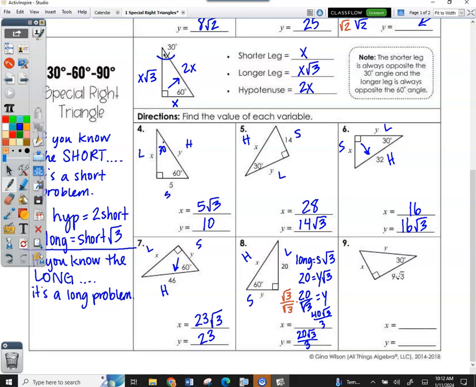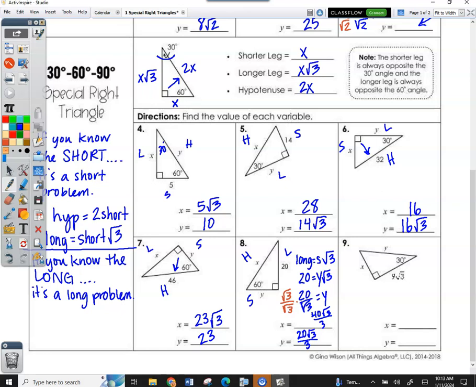Sometimes the fraction will reduce. So that can, excuse me, that can happen. Let's pretend like that was a 30. Let's say the long side was 30 instead of 20. We would have ended up with 30 over root 3. And then we would have ended up with 30 root 3 over 3, which would reduce to 10 root 3. So that can happen, okay? But this is as ugly as it comes when it won't reduce.